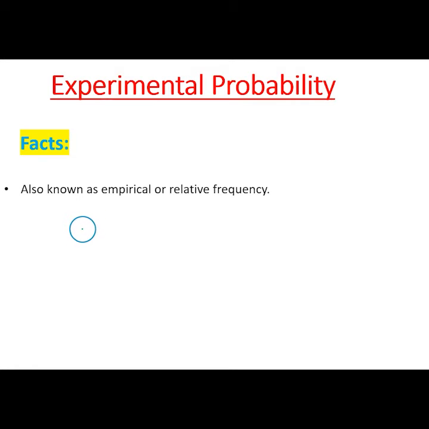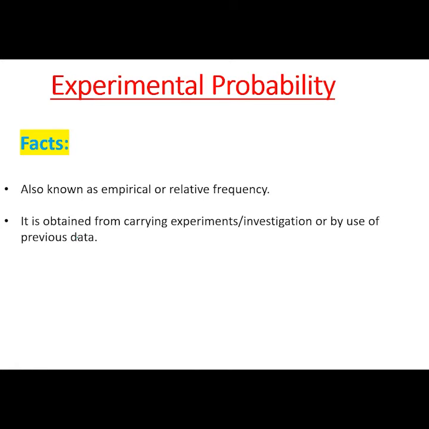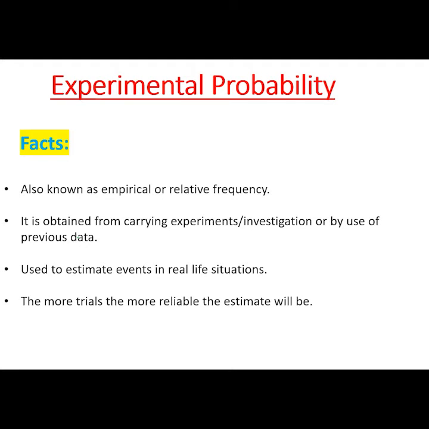And here are a few facts about experimental probability. It's also known as empirical probability or relative frequency. So if you see written somewhere, find empirical probability or find relative frequency, then you know they are talking about experimental probability, just different words. It is obtained from carrying out experiments, investigations, or by use of previous data, used to estimate events in real life situations. Then the more trials, the more reliable the estimate will be.